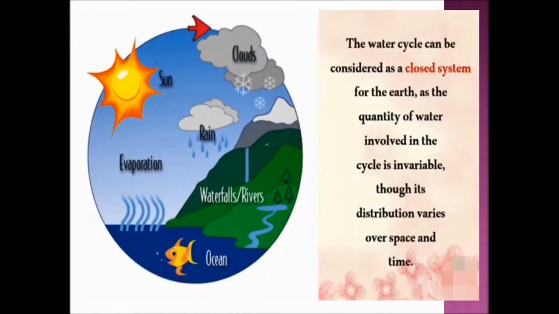The water cycle can be considered as a closed system for the earth as the quantity of water involved in the cycle is invariable, though its distribution varies over space and time. So the water cycle is a closed system and the quantity of water involved in the cycle is invariable. It is the closed system.